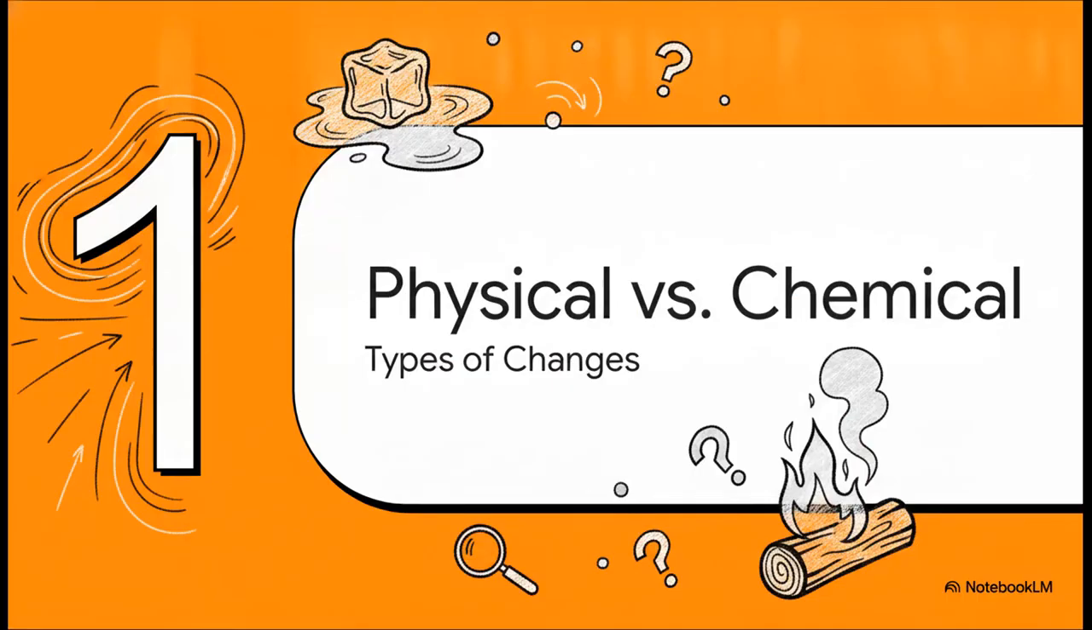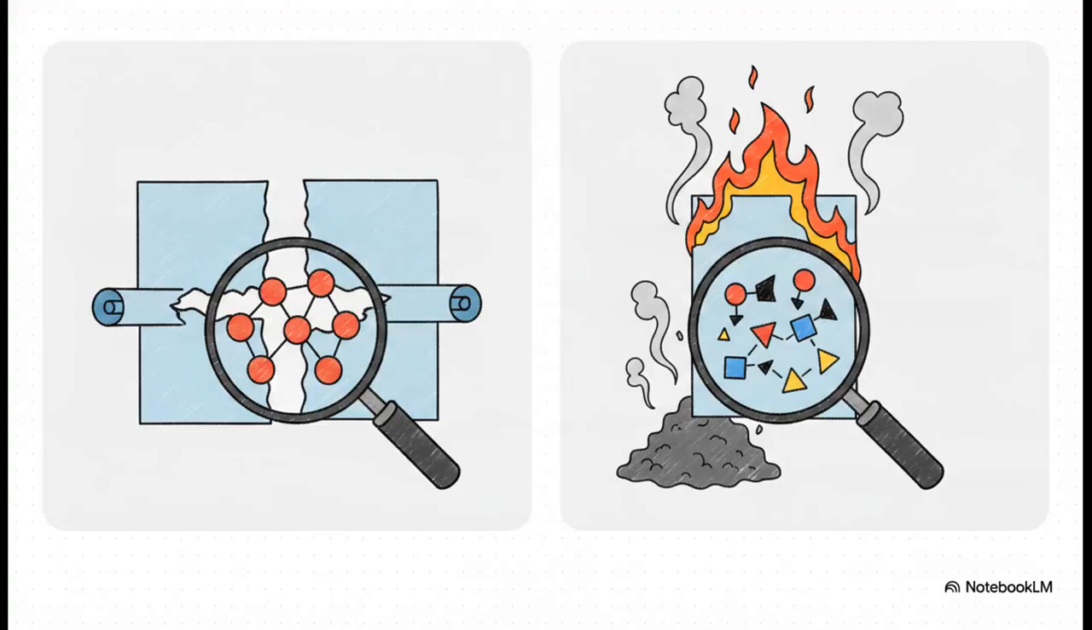Section 1. Physical versus chemical changes. As particle detectives, our very first clue is understanding that not all visible changes in matter are created equal. Let's break it down. If you take a piece of paper and tear it in half, sure, it looks a little different, but if you zoom in, it's literally still just paper. The molecules themselves haven't changed at all. That is a physical change.